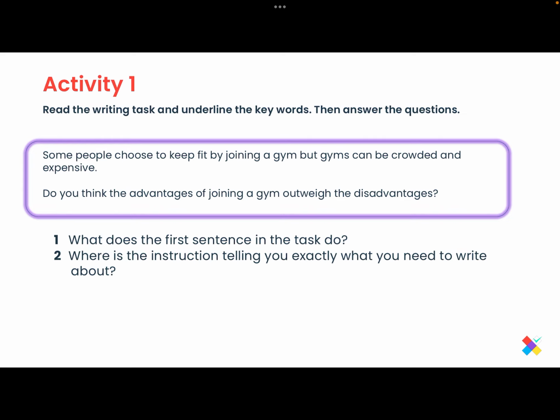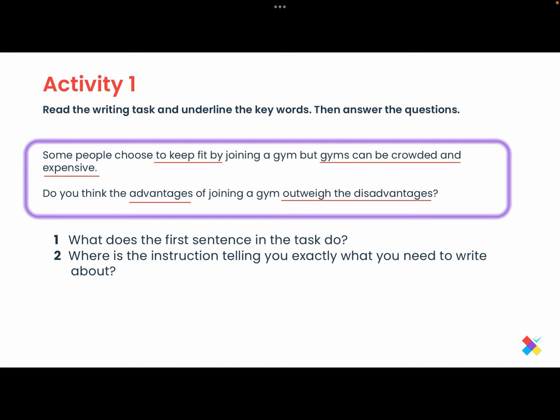Okay, time's up. And here are the answers. So these are the keywords. The topic is about keeping fit and gyms that can be crowded and expensive. And then you have to decide whether the advantages outweigh the disadvantages. Now, basically, this is where the tricky part is.